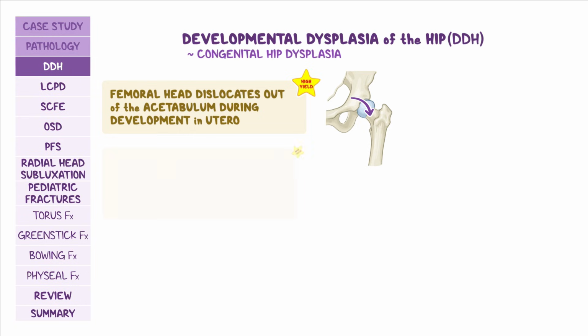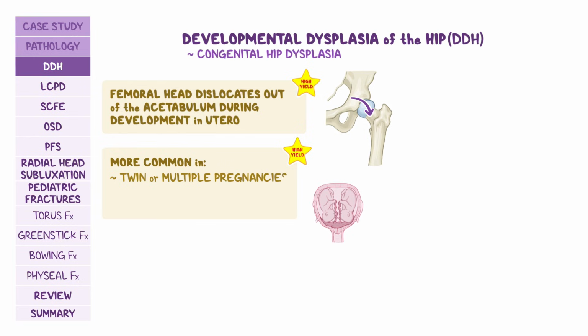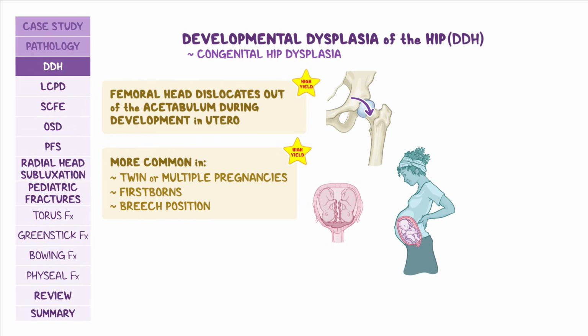For your exams, it's important to keep in mind that this is more common in twin or multiple pregnancies, where the fetuses have to share the space within the uterus, which may put a lot of pressure on them, as well as in firstborns because the mother's uterus is not as stretched out, or when the fetus is lying in a breech position within the mother's uterus, with its buttock near the cervix at the time of delivery.